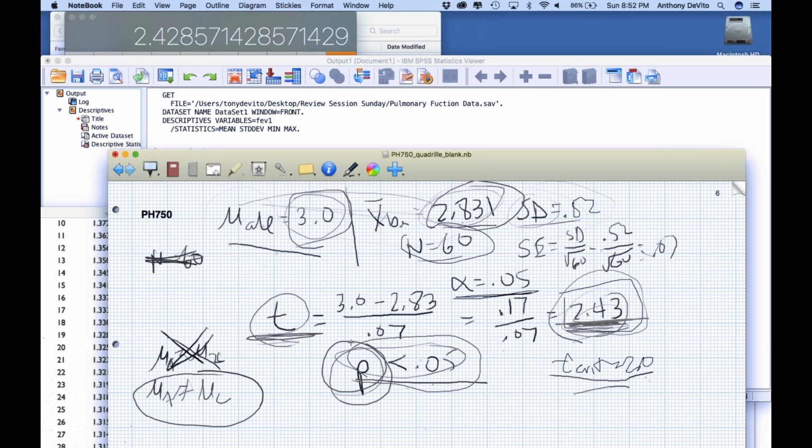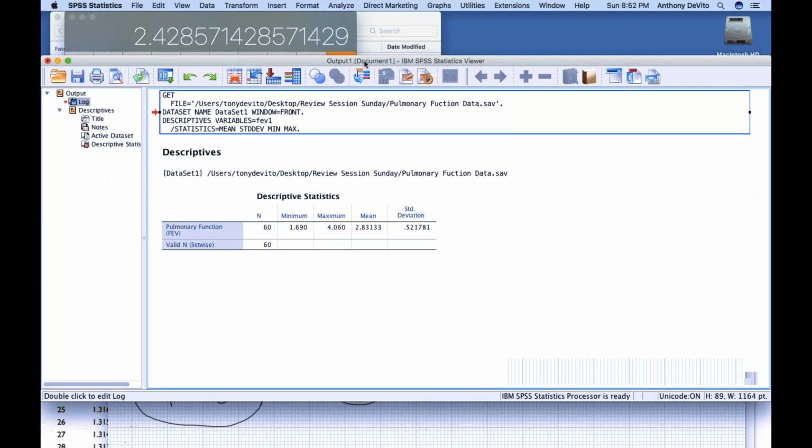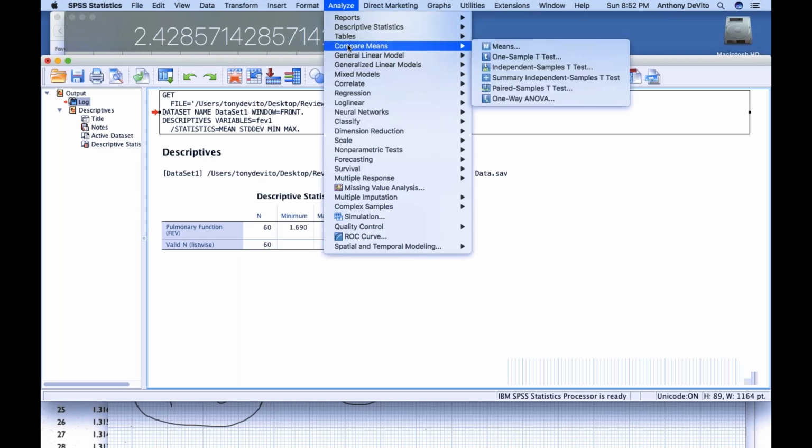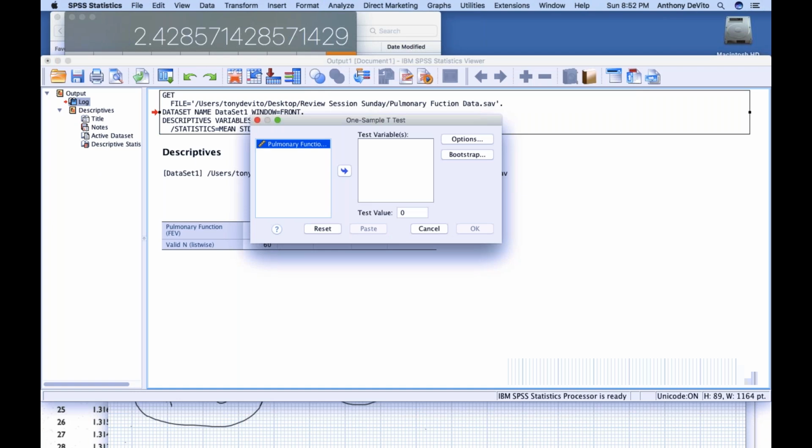I don't know what the p-value is for sure, but if I do it with SPSS, it will calculate what P is for me. So I'm going to go back to SPSS, and this time I'm going to say Analyze, and the function I'm using is Compare Means, of course. This is a one sample t-test, right? Because we know the mean that we're comparing.